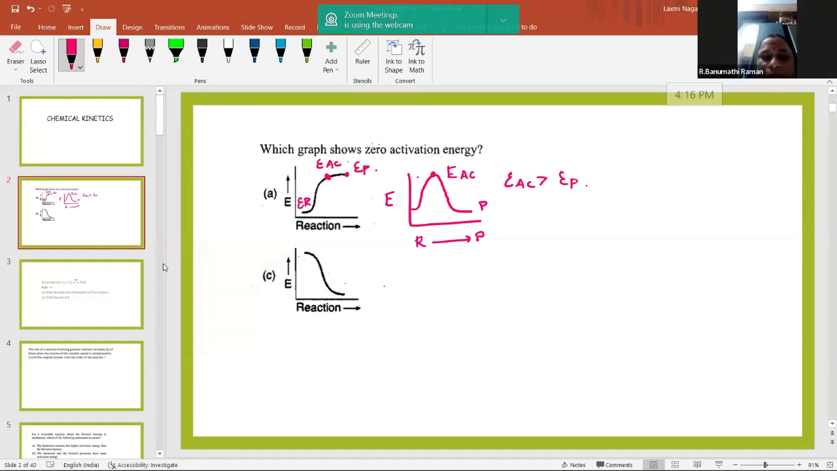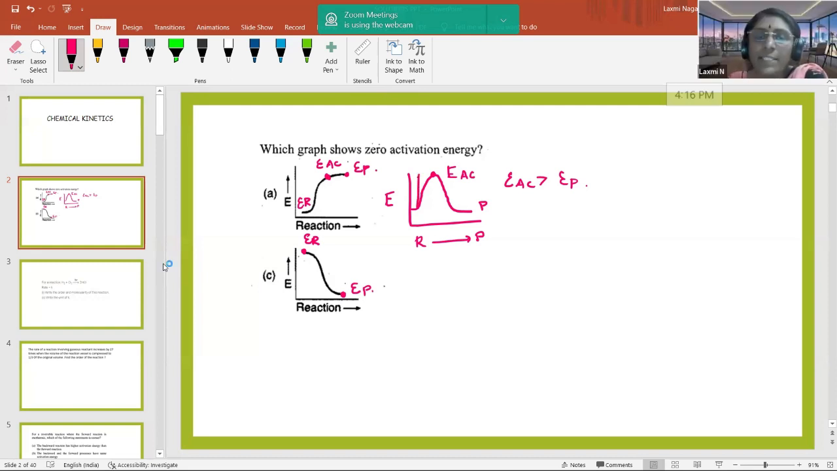So it is not possible. Whereas here, this is the energy of the reactants, and at this point is the energy of the products, so there was no peak. When we define the activation energy, we say that the difference between the average energy of the molecules and the activated complex is called the activation energy. So this difference is missing. In such cases, the activation energy here is zero. Is it okay? Yes, ma'am.